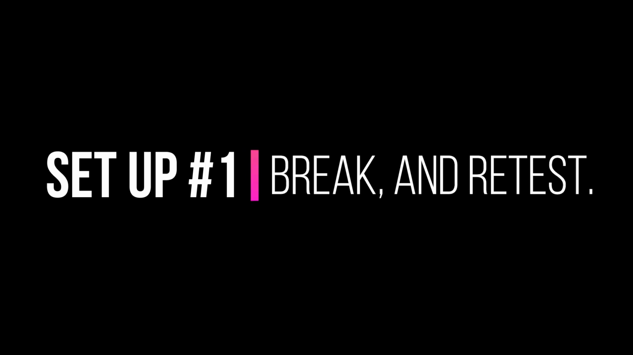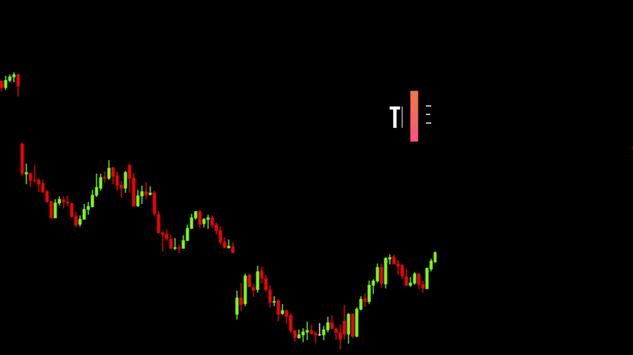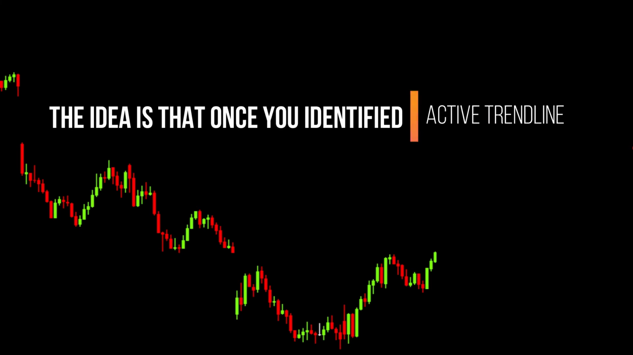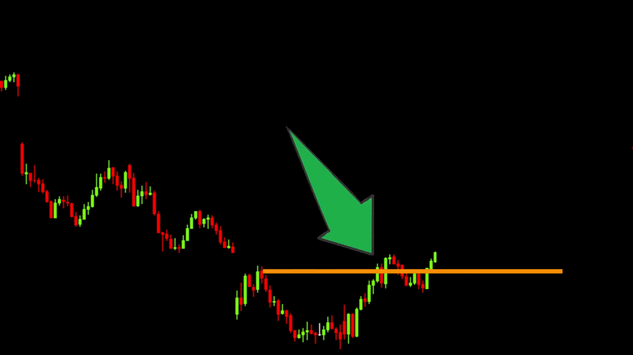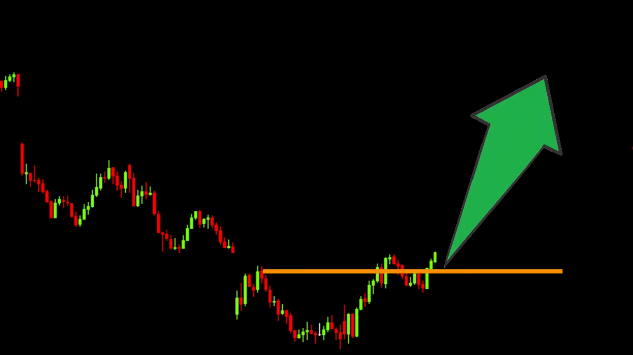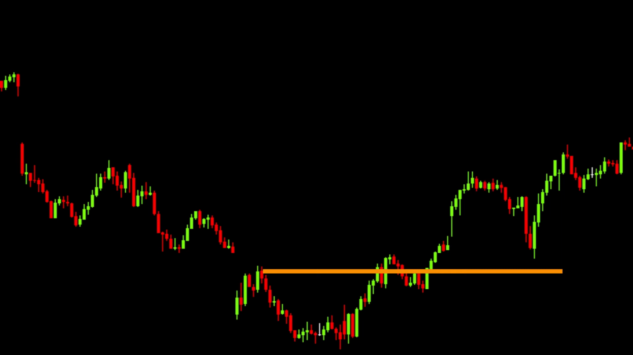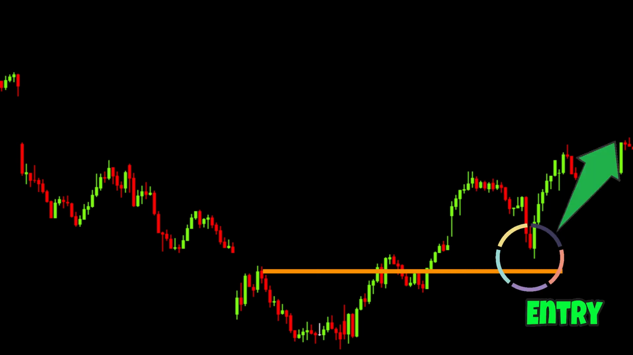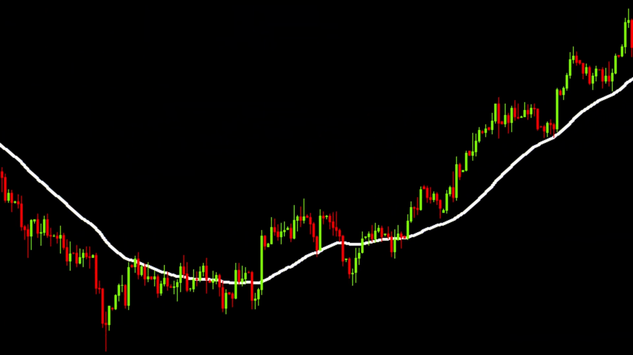So without further ado, setup number 1. Break and retest. The break and retest strategy is quite a common strategy used by many different traders. The idea is that once you identified an active trend line, you wait for the price to break out of it. Sometimes the price will just run away and the price won't look back. However, if the price trades back into the trend line, the retest can often be traded as a high probability setup. The timing can be carried out on a lower time frame or directly on the same time frame where you identified the trend line.